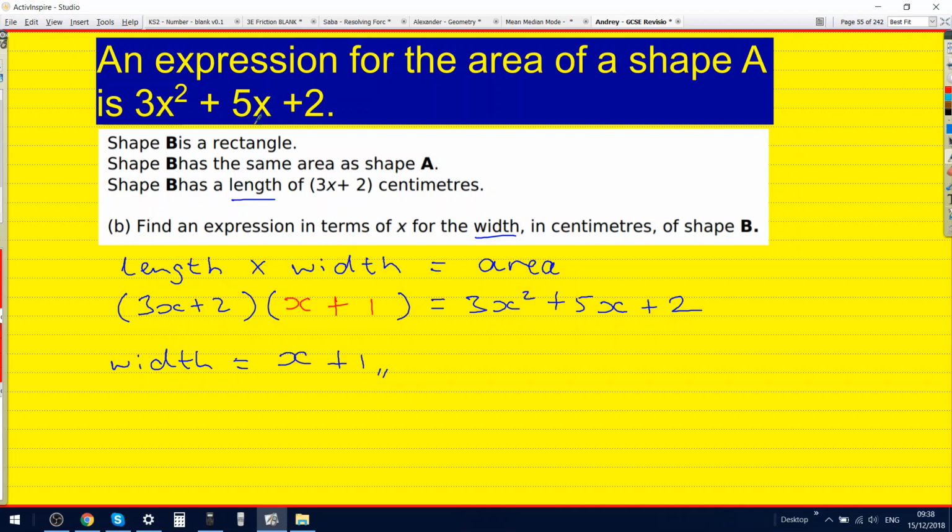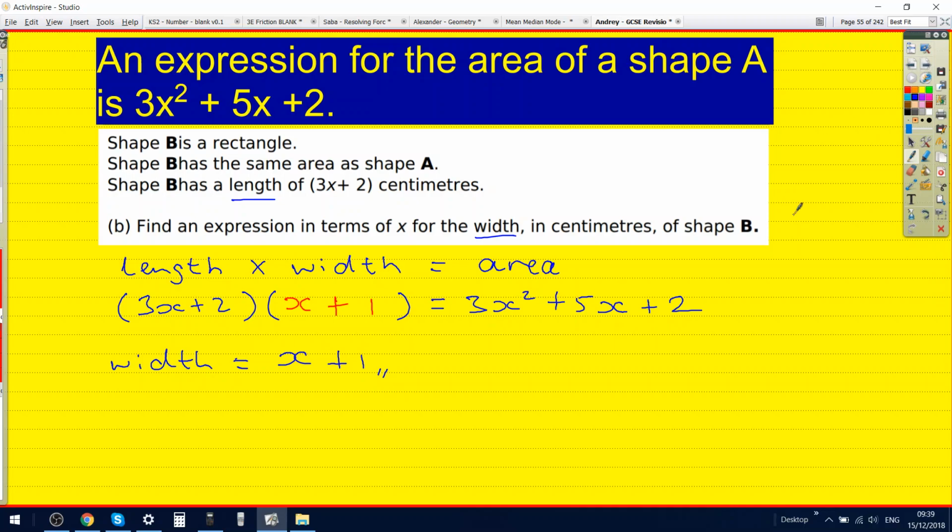There's two shapes. If there was just one shape and they just said its length is 3x plus 2, its area is 3x squared plus 5x plus 2, what's its width? You know what you have to deal with. And it's probably easier to just figure it out by saying what times what gives you 3x squared, what times 2 gives you 2, and put it in that way. And the middle bit just works itself out. Any questions about that?